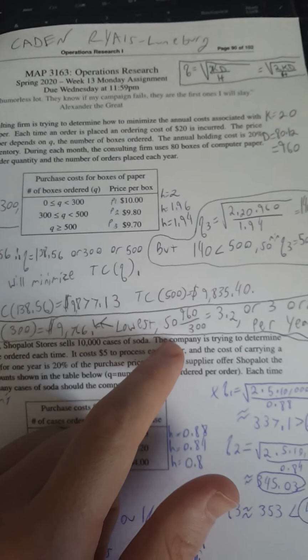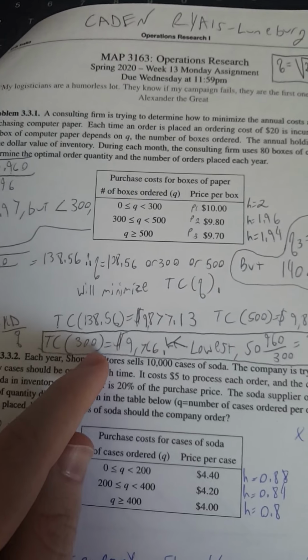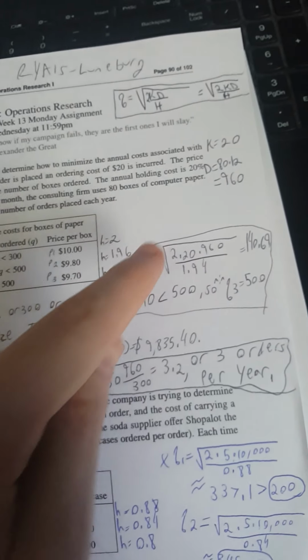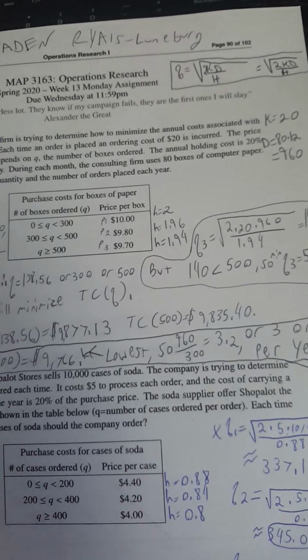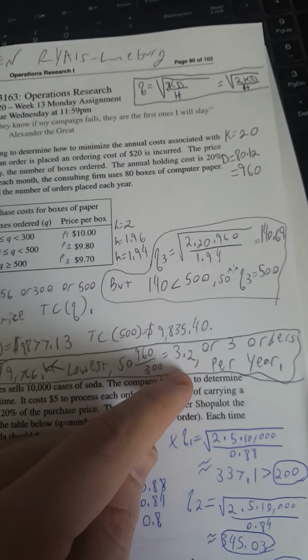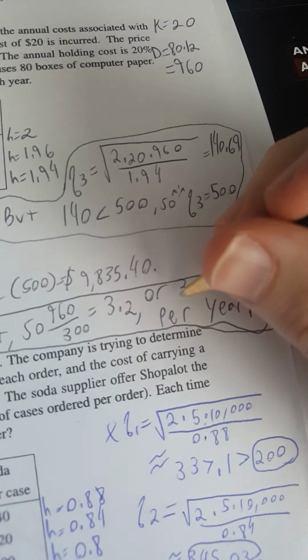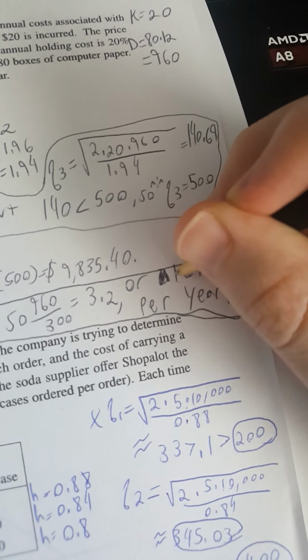Okay, so 300 boxes ordered per order is optimal, but we demand 960 boxes per year. So you can only order 300 at a time. So we're dividing 960 by 300. That's 3.2, or 3 orders per year. But I'm going to be honest with you, we're going to round up, because we've basically got to round up.